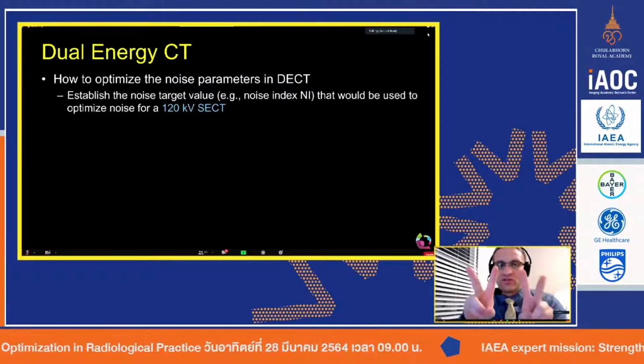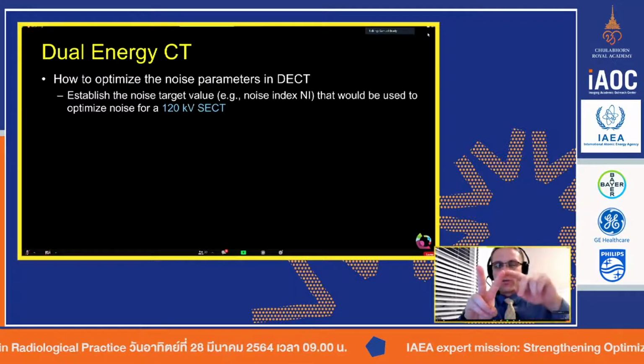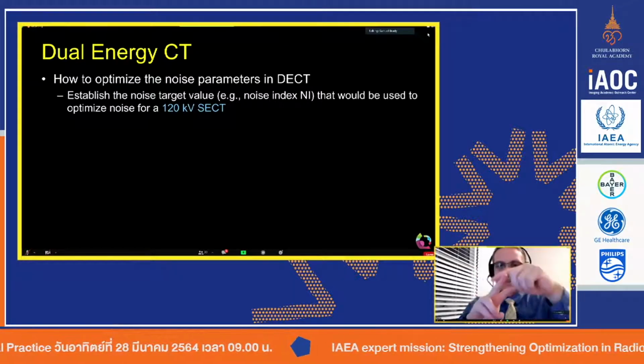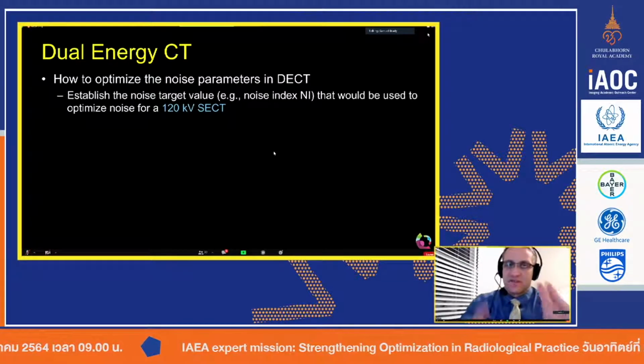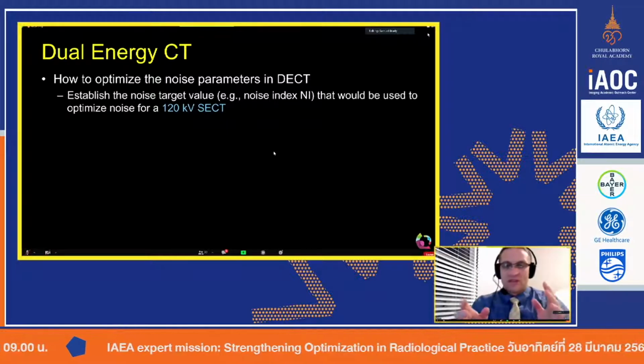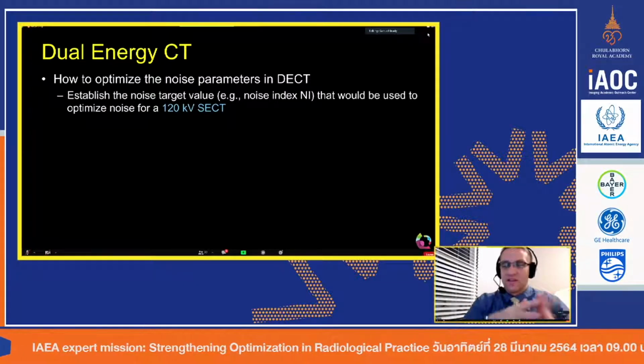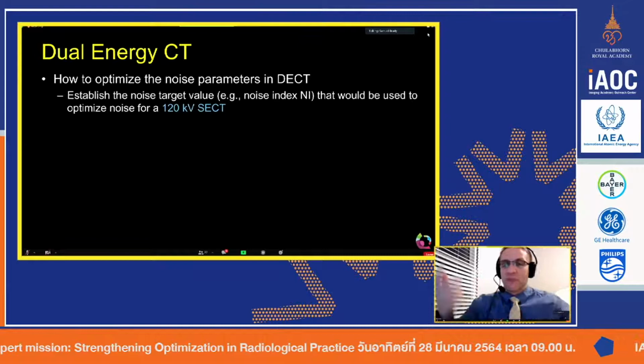I've got two energies, and how do I optimize the noise in both of these energies? Well, luckily, the CT scanner does most of this. The vendors, before they even sold you the scanner, did a lot of research and built a lot of different algorithms in the background.